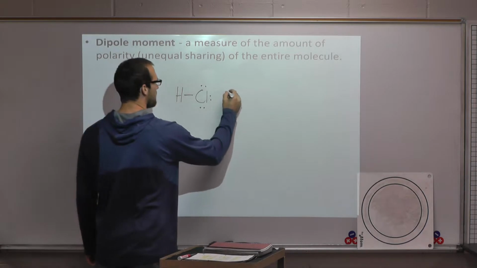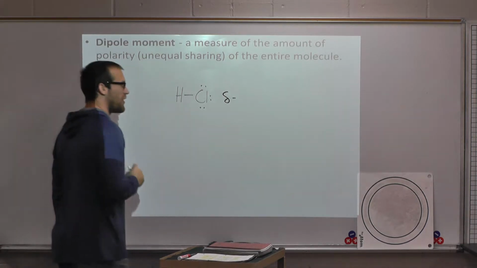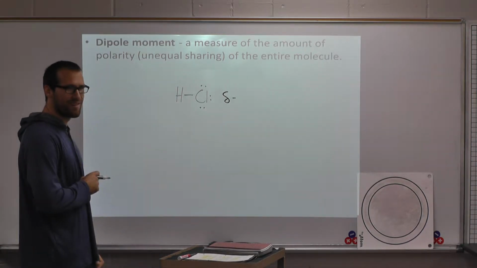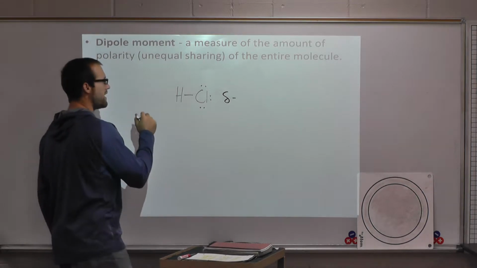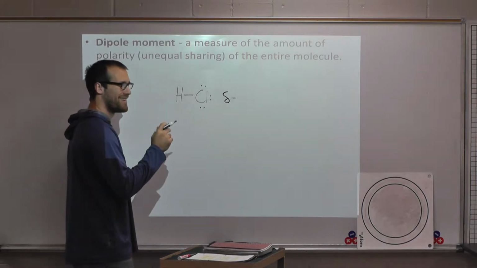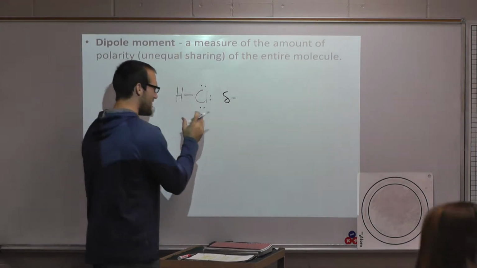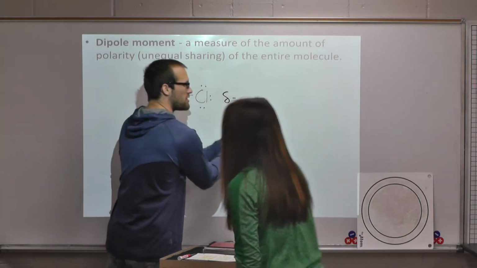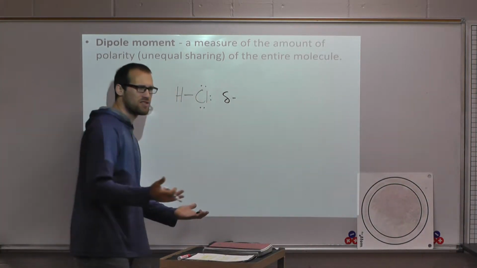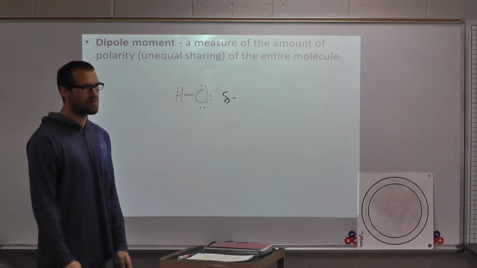Okay, so partially negative. That's a fresh marker. Now you have to do the whole thing. No, I don't. Okay. So what ends up happening is the shift of electrons goes that way. By default, what does the other side have to be then?